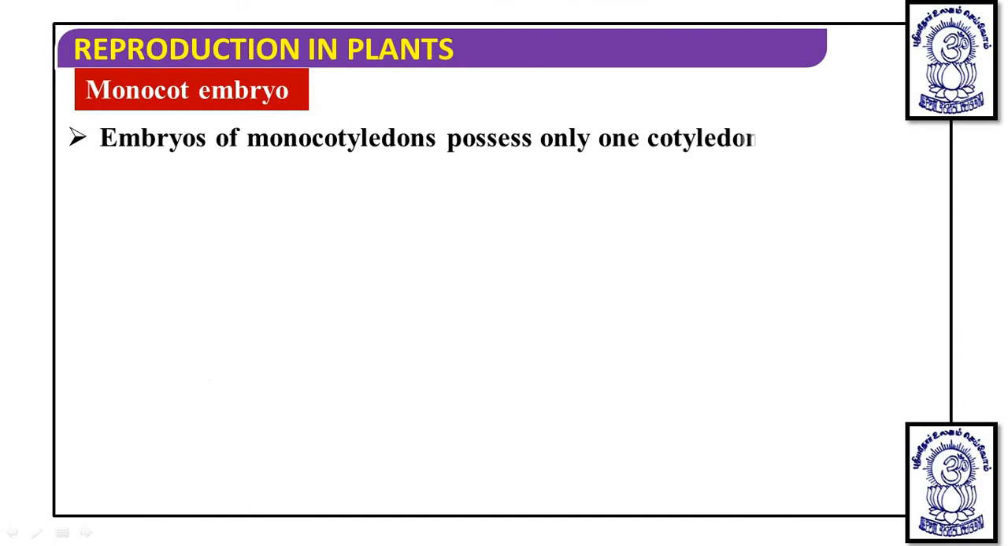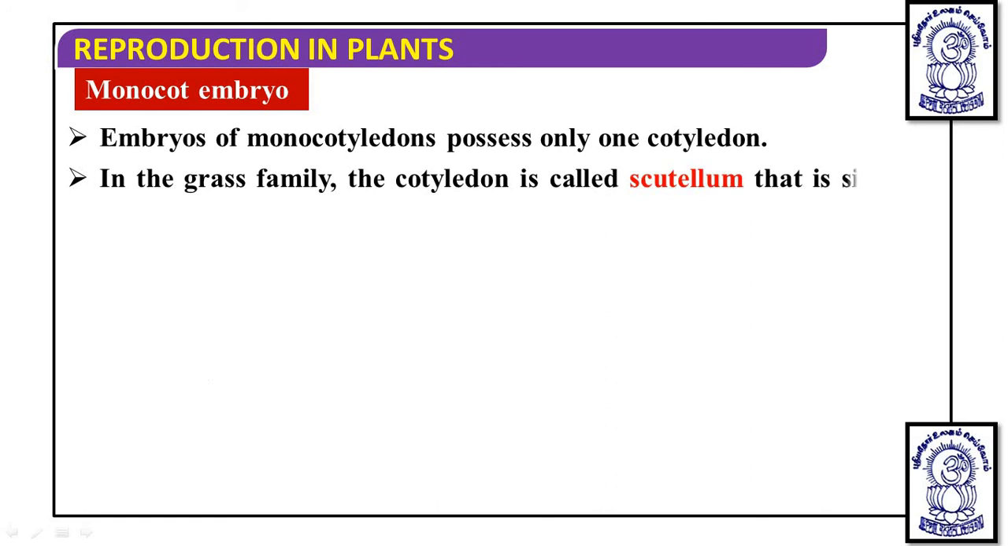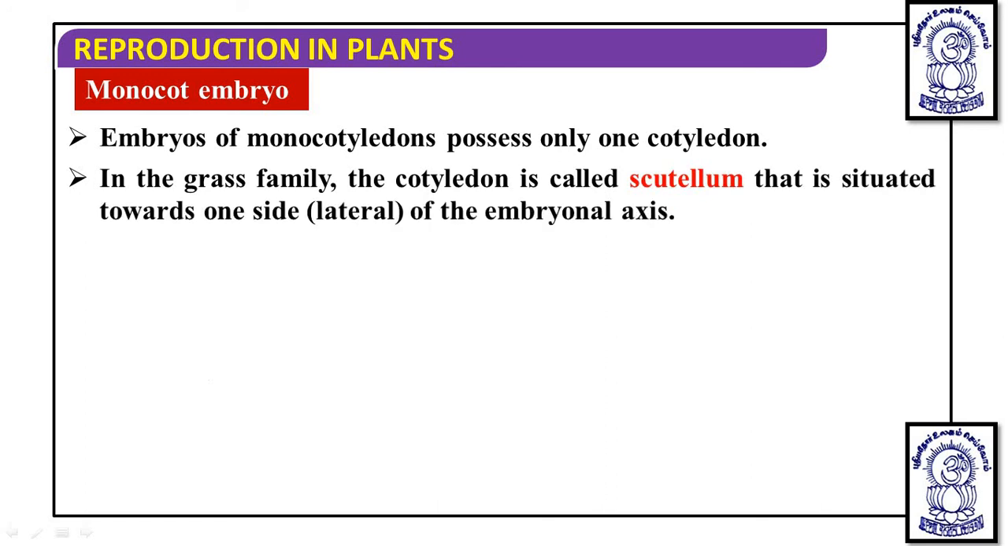Now apart from that, next we are going to talk about the monocot embryo. Embryos of monocots possess only one cotyledon, and the monocots are the grasses. So in the grass family, the single cotyledon found in the monocot embryo is known as scutellum. One peculiar feature of this scutellum is that it is situated towards one side, the lateral side of the embryonal axis. We will discuss this with a diagram.